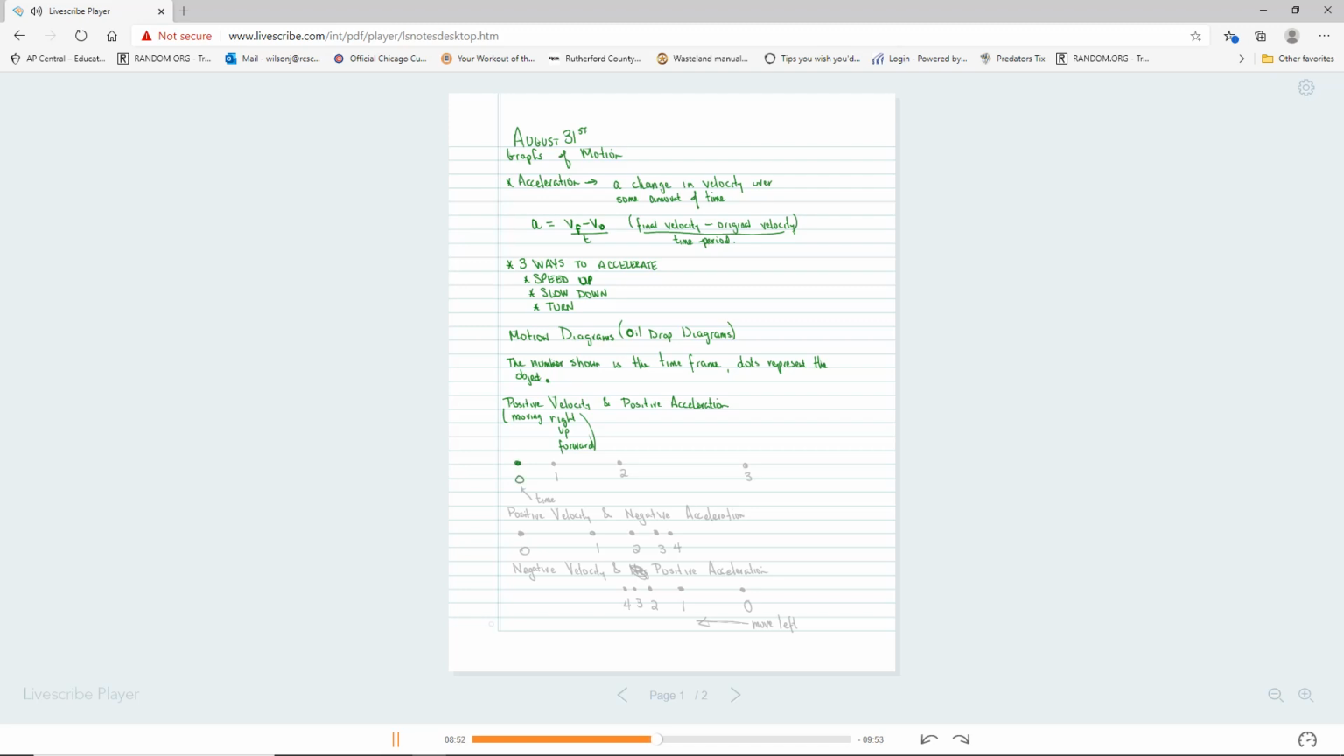So what would this look like? If I put a 0 here, this is the time, and the dot tells me where I'm located. With positive velocity and positive acceleration, I have to move to the right, so my next dot is going to be somewhere to the right, maybe here. And I put a 1. Then I also have to show acceleration. Positive velocity and positive acceleration mean moving forward and speeding up. So what should I do to show speeding up?